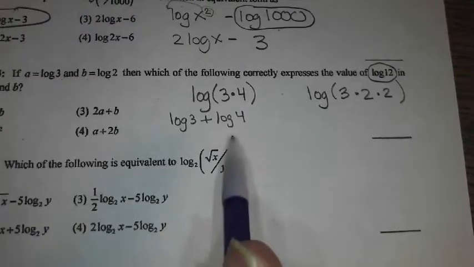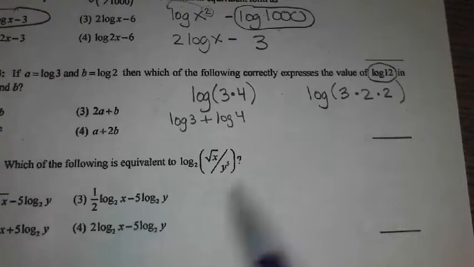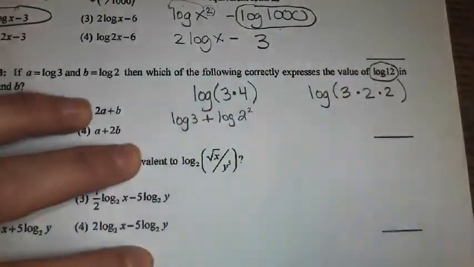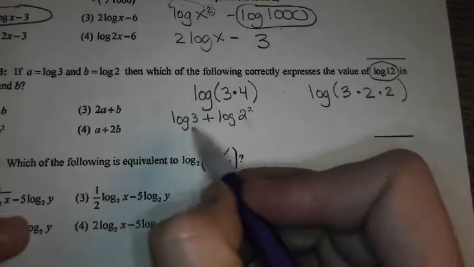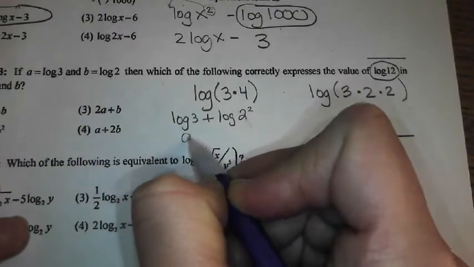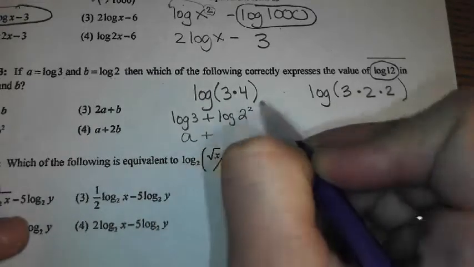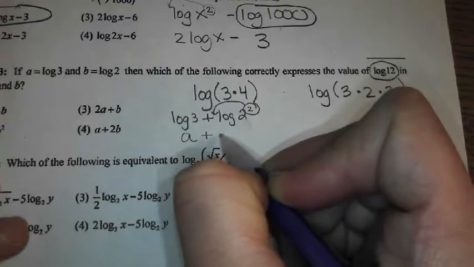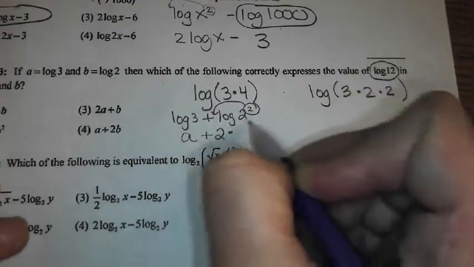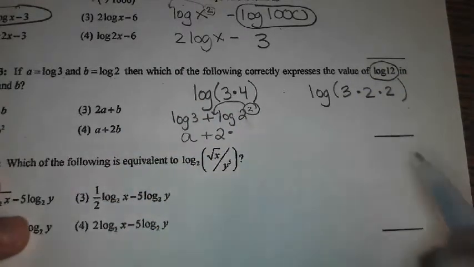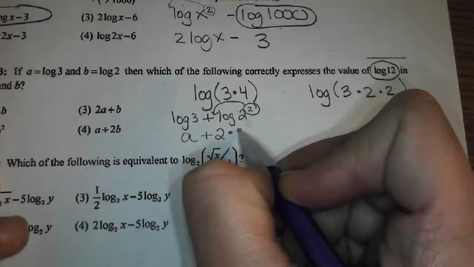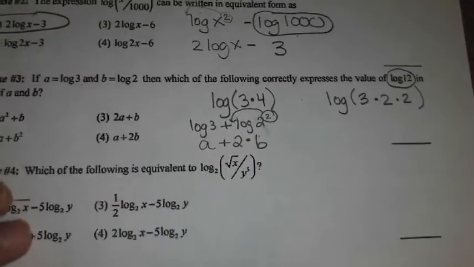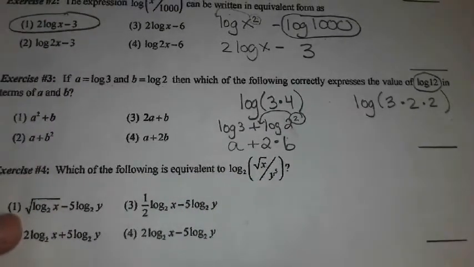We can still run with what he did. How, Isaiah? 4 is the same thing as 2 squared. So for the log 3, that equals a plus, now that exponent can come out in front, so it's 2 times the log of 2, which is, what's the log of 2? They told us log 2 equaled b. So which answer is a plus 2b?